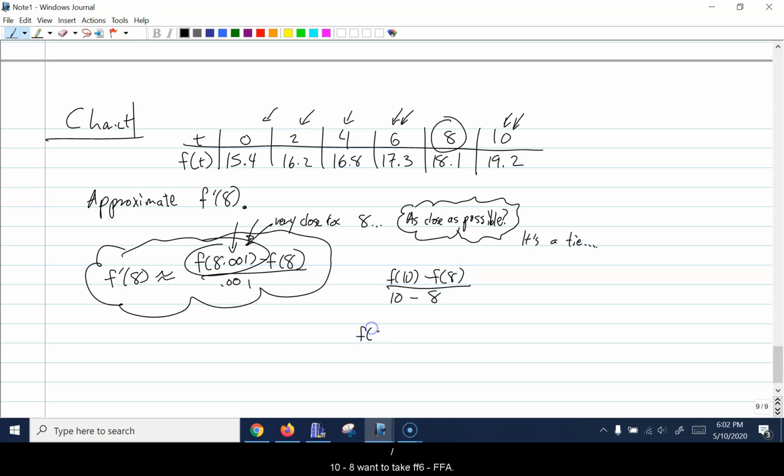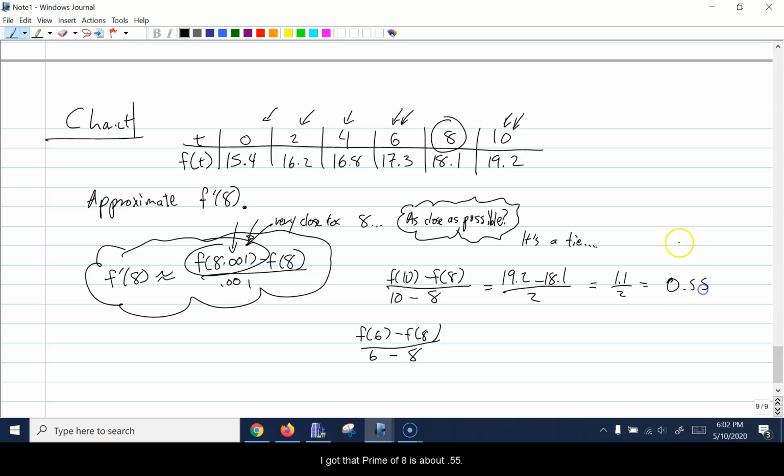I want to take f of 6 minus f of 8, divided by 6 minus 8. This gives me 19.2 minus 18.1, divided by 2. I subtract that, that's 1.1 over 2, that's 0.55. So I've got that f prime of 8 is about 0.55.